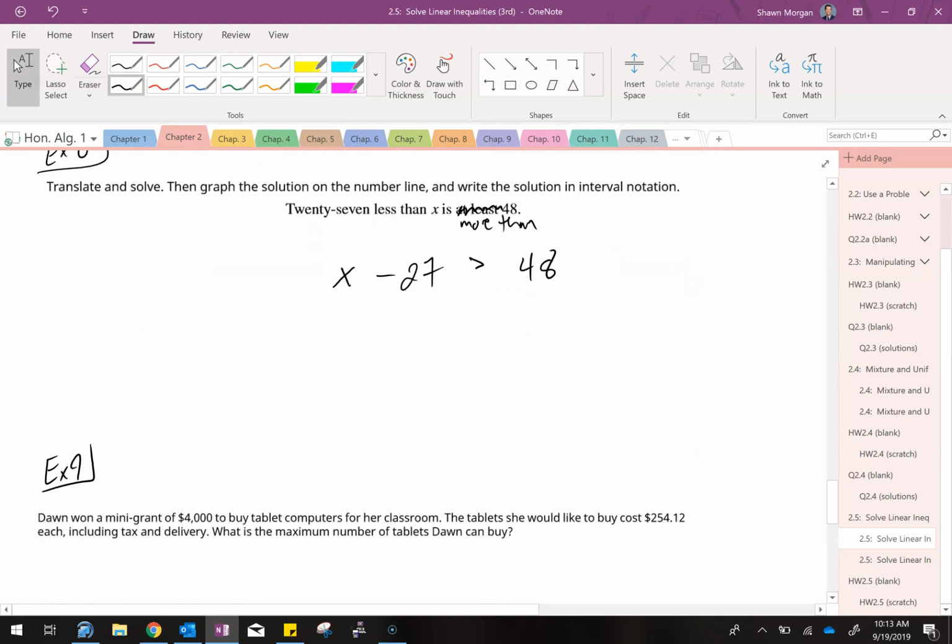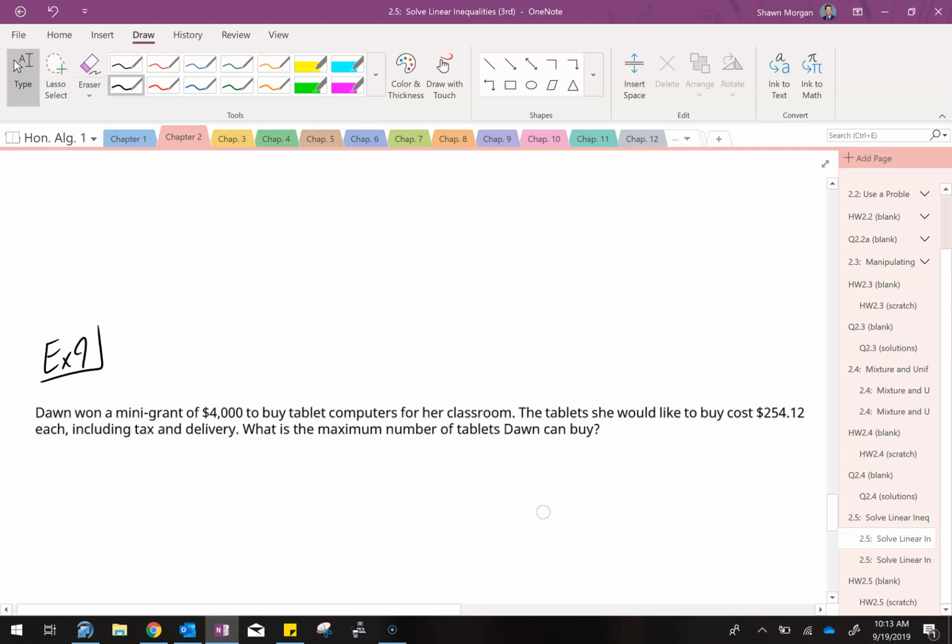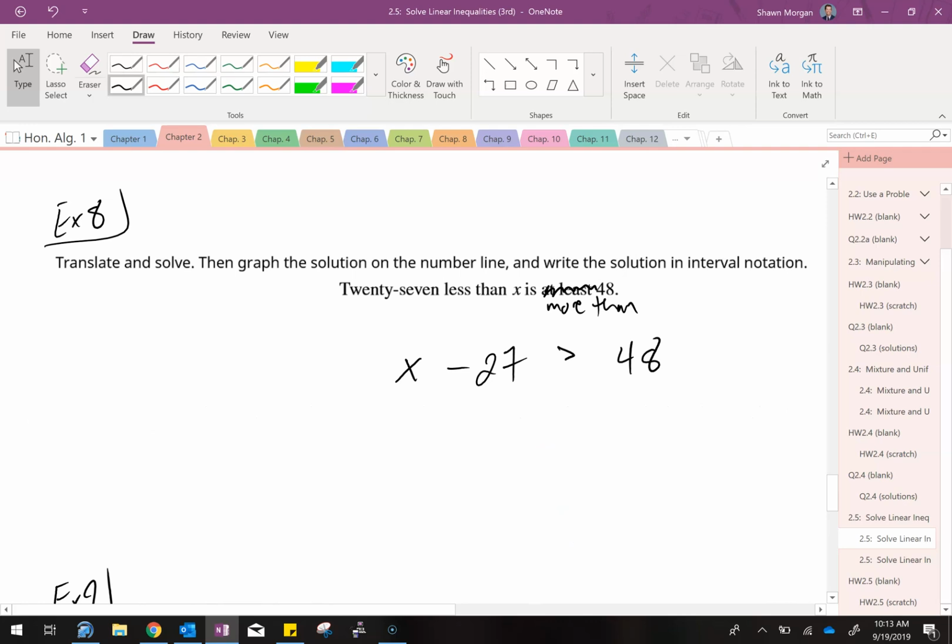Now let's put it into application. We're still going to have to do a translation, but we'll put it into application. By the way, I didn't solve that. I just realized I forgot to solve it. But we would just add 27 to both sides. Get 75. On a number line, there's 75. We'd use an open mark and shade to the right. And in interval notation, 75, comma, infinity, parentheses. Sorry, I forgot to do that part.